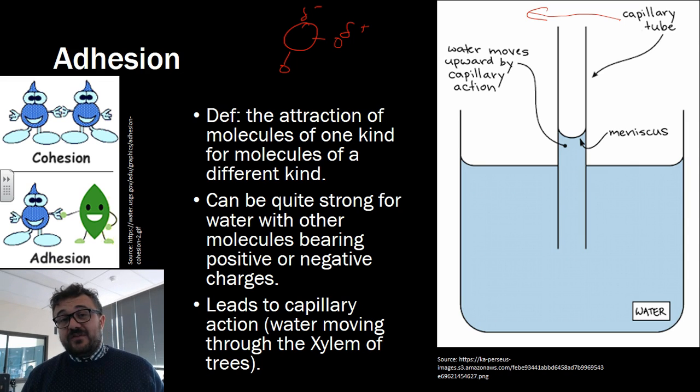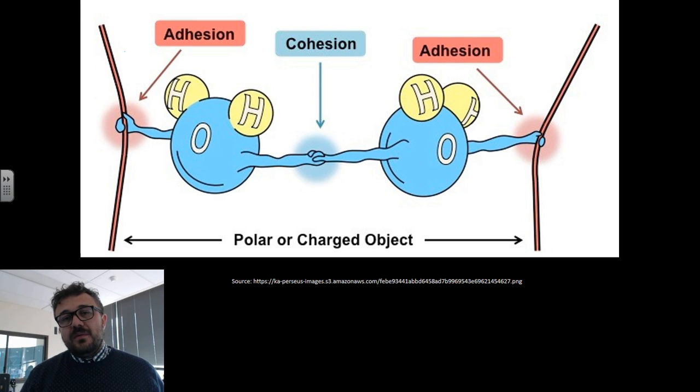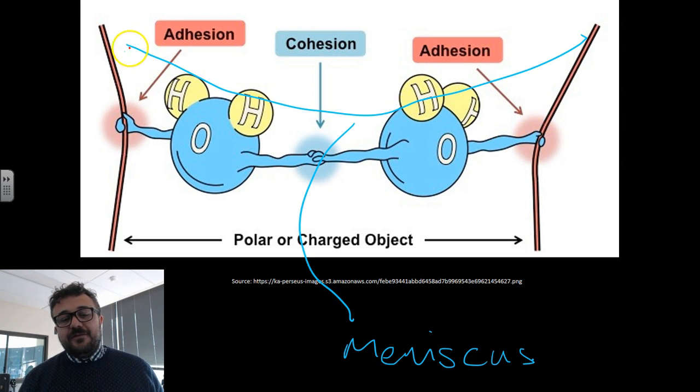So water moving through a xylem is an excellent example there. Now, this is what this kind of looks like on a molecular level. Obviously not quite, but we have adhesion here on this side, and adhesion over here, and we've got cohesion in the middle there. Now, it's important that we have a polar object here, or a charged object. This is why we have the surface tension across the top, or the meniscus.